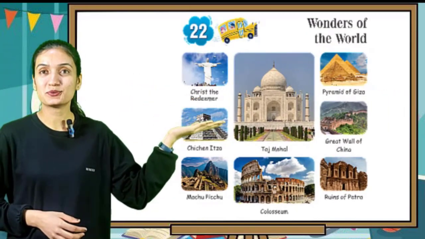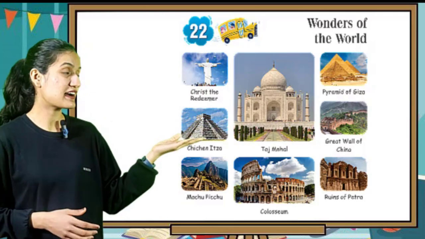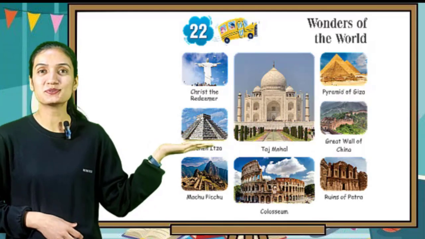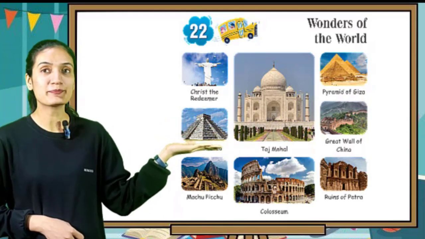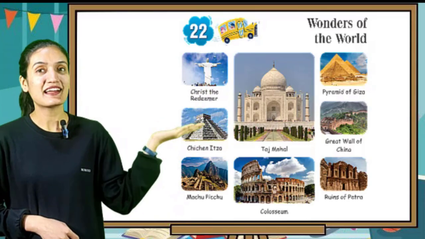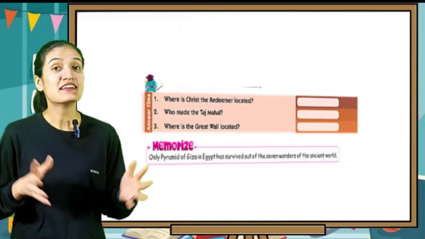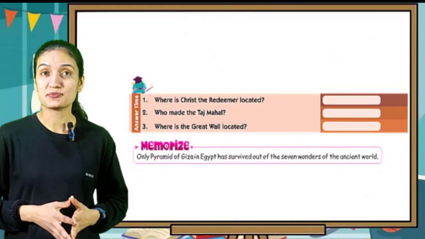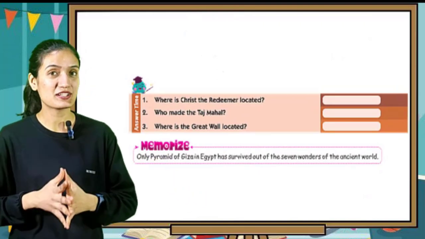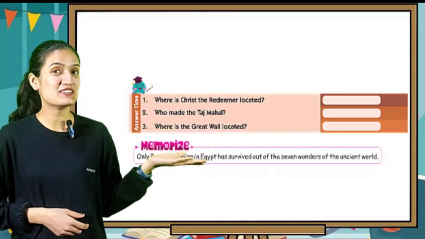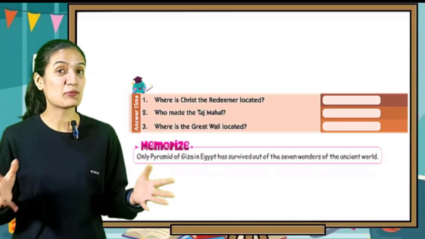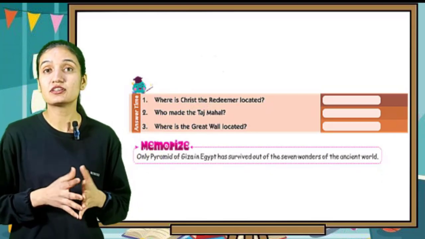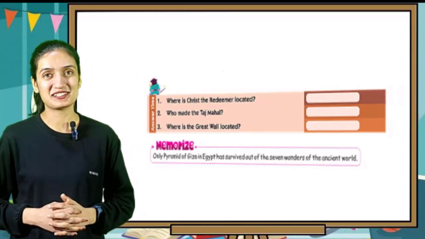Chapter number 22, Wonders of the World. Here are Christ the Redeemer, Chichen Itza, Machu Picchu, Taj Mahal, Colosseum, Great Wall of China, and Ruins of Petra. Where is Christ the Redeemer located? Who made the Taj Mahal? Where is the Great Wall located? Find out the answers of these questions and write down here. Now memorize, only the Pyramid of Giza in Egypt has survived out of the 7 wonders of the ancient world.